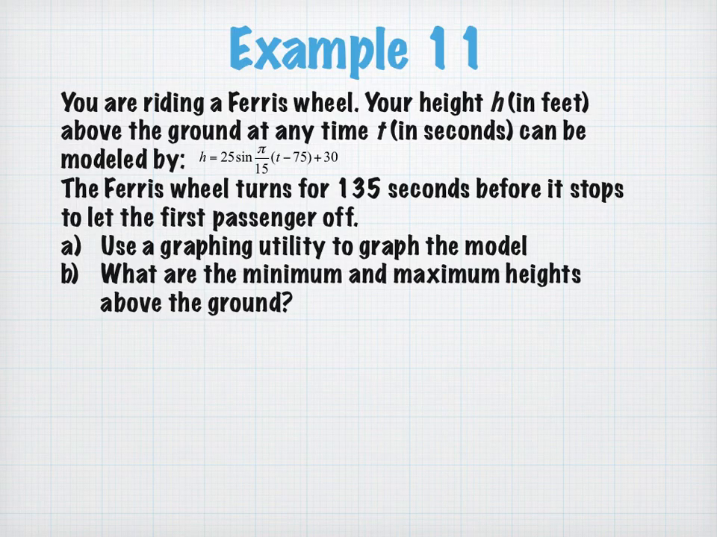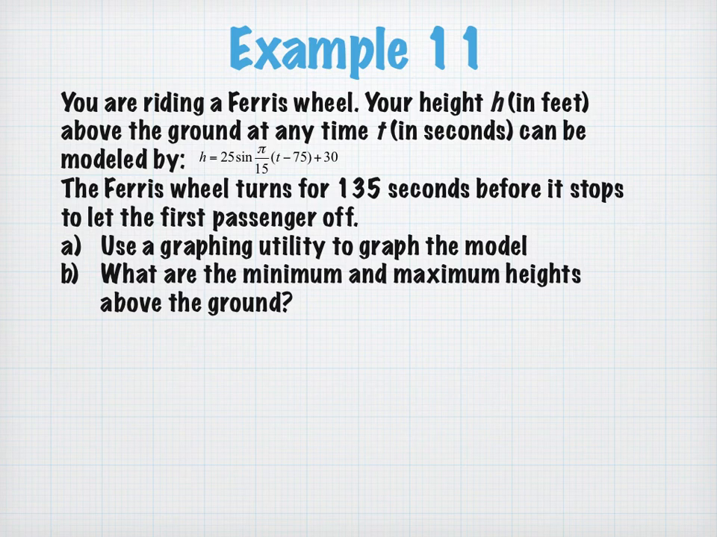Okay, so it's just a word problem application, okay? At this point, you're so tired of graphing that you are excited about a word problem, which has never happened in your entire life before. This says you're riding a Ferris wheel, your height h in feet above the ground at any time t in seconds can be modeled by h equals 25 sine pi over 15 t minus 75 plus 30.